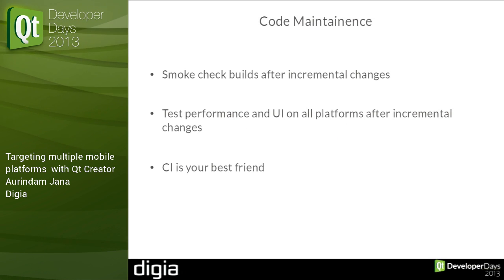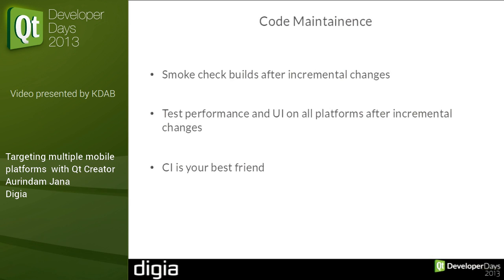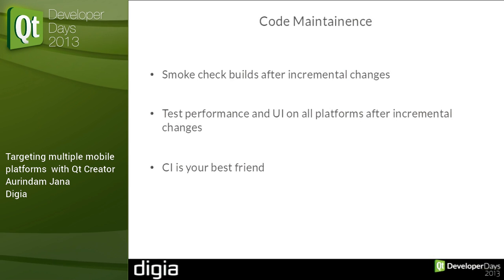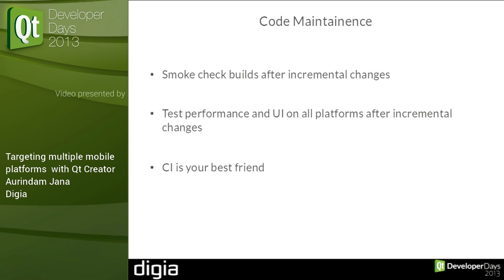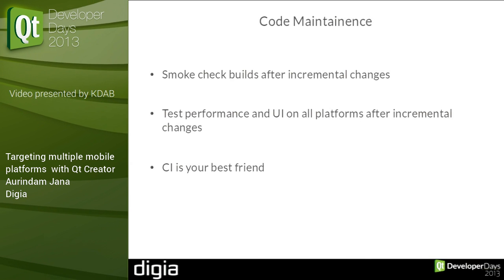The last thing that I would like to talk about when you're writing cross-platform applications is code maintenance. The advantage with the common code base is that you just need to cross-compile your code base. So whenever you modify your code, try and do builds for every other platform. Smoke check builds always, rule of thumb.